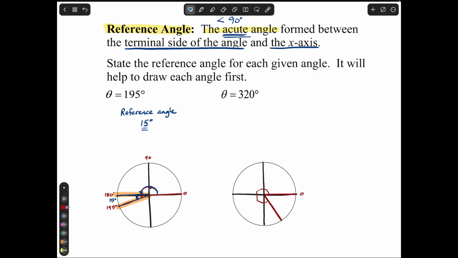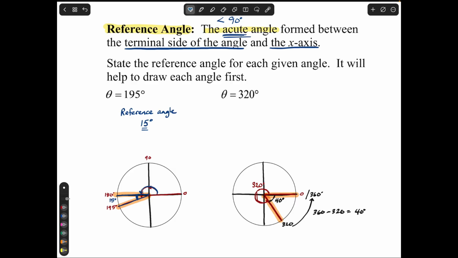Now the reference angle, remember, is going to be the angle that's formed between the terminal side and the x-axis. So it's not even really in my angle, it's the rest of it on this one. So if this is 320 degrees, how far do we have to go to get all the way back up to 360 degrees? If we did 360 minus 320, that's 40 degrees. So our reference angle here is 40 degrees.